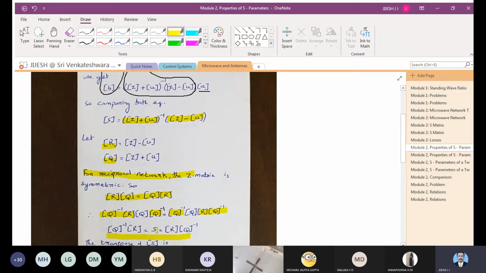See, I have already written here. This is Q and this is R. So that's what you are going to get.